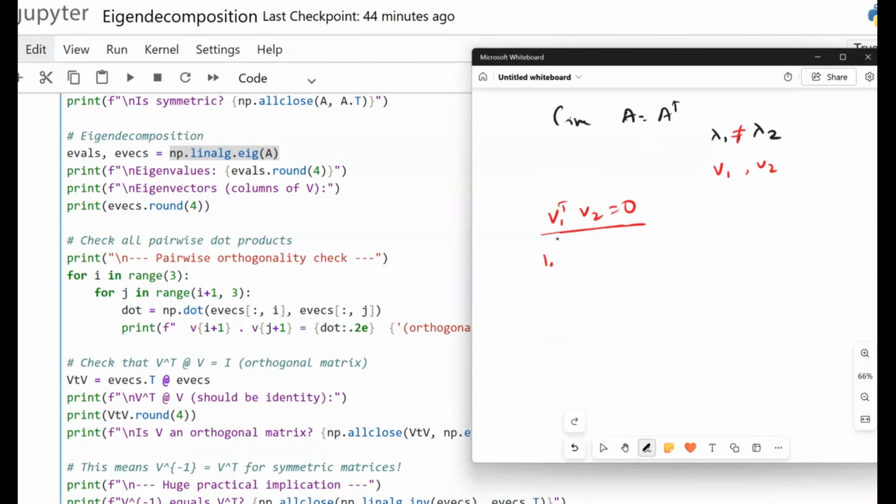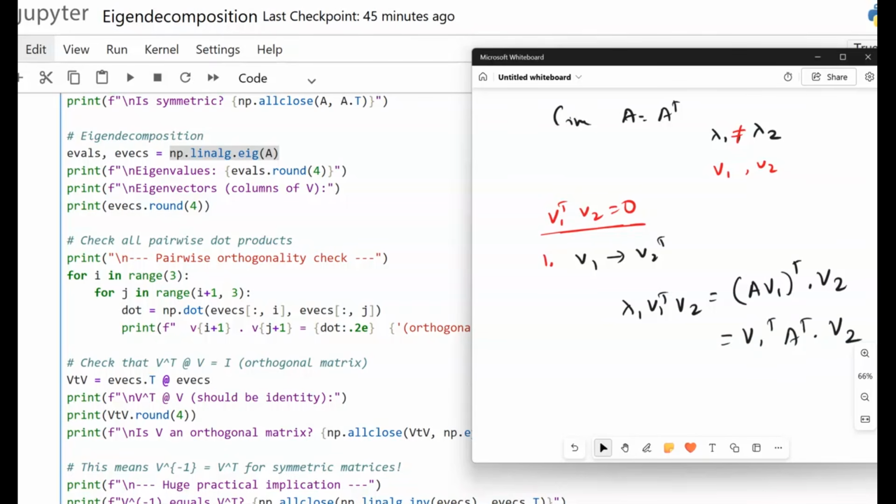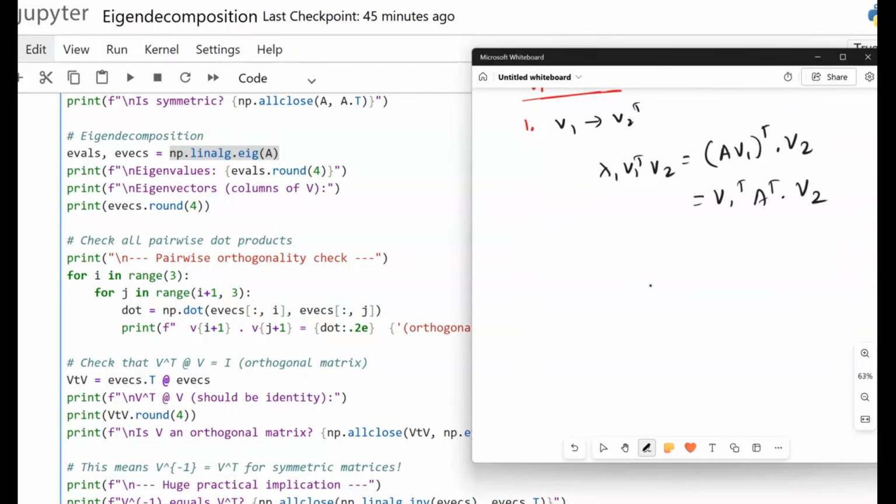So start from the eigenvalue equation for v1 and left multiply by v2 transpose. Kindly observe: lambda 1 v1 transpose v2 is equal to (A v1) transpose multiplied by v2. So that is v1 transpose A transpose v2. Because A is symmetric, we already know A transpose is equal to A, so we can replace A transpose with A and then use the eigenvalue equation for v2.